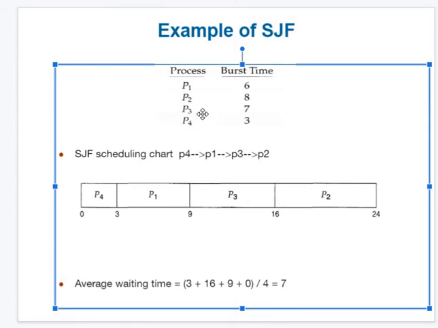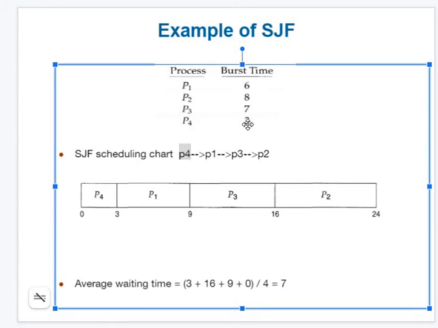duration. So here one problem is given, P1, P2, P3, P4. So what is the burst time? 6, 8, 7, 3. So now don't worry about the process number. Concentrate only on burst time. So who has a small burst time? That's P4. So first P4 will execute.